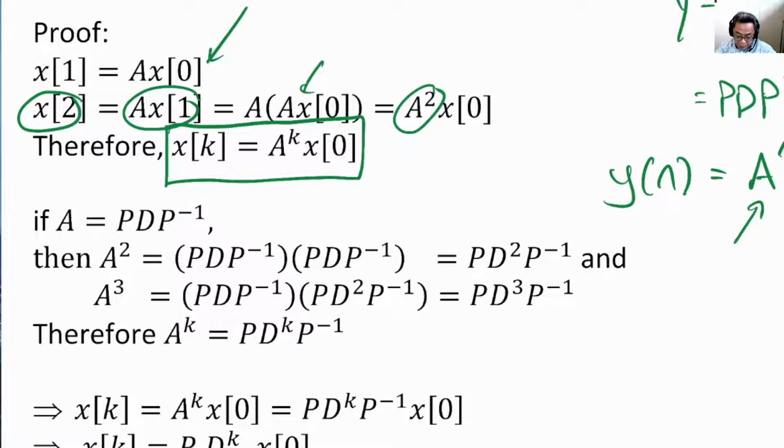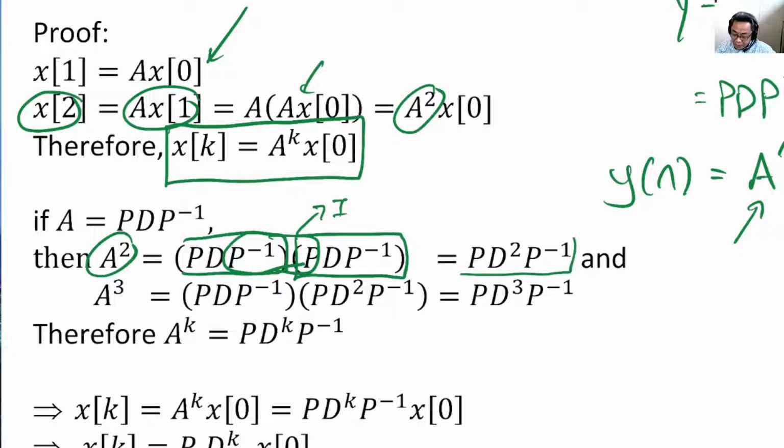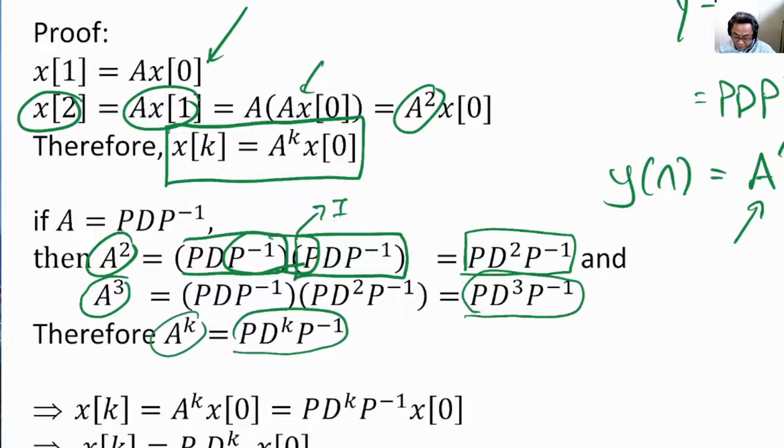Now, what happens in A squared? It is nothing but PDP^-1 times PDP^-1. You can change the brackets. This is the associative property of matrix multiplication, and we can change it. Therefore, P^-1 times P becomes identity, and it reduces to this. After a while, we observe the pattern. A^3 is equal to PD^3P^-1. Therefore, A^k is equal to PD^kP^-1.